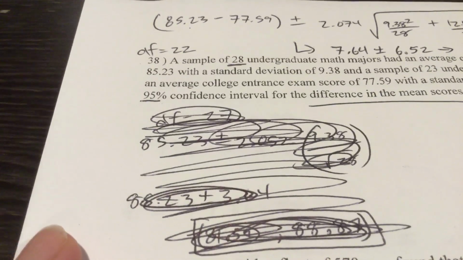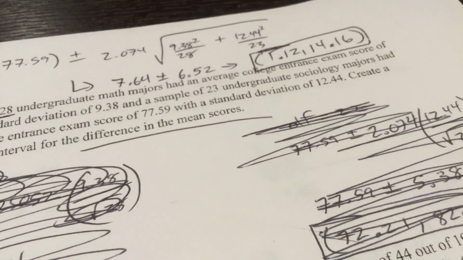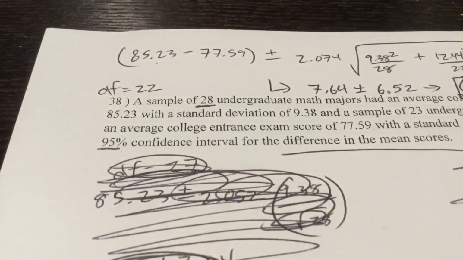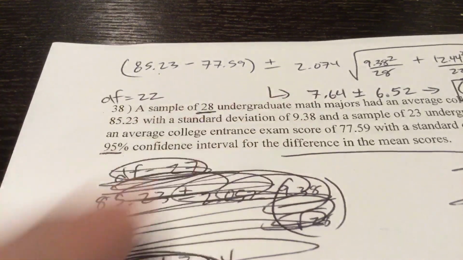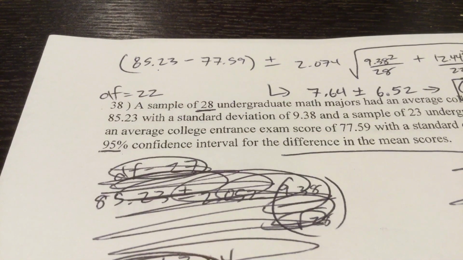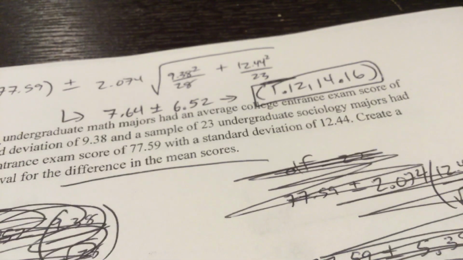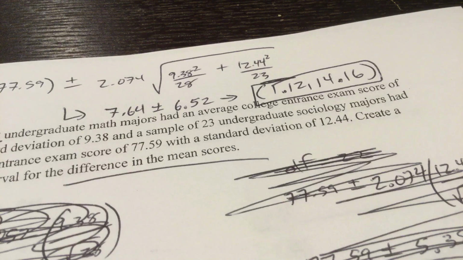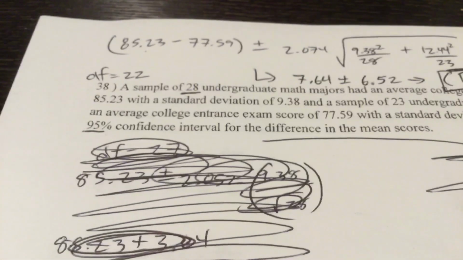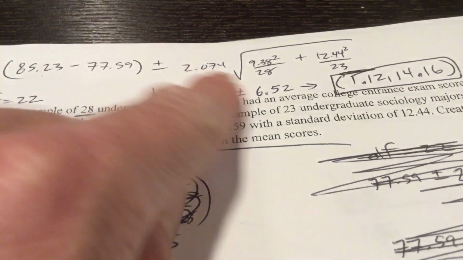I made a big boo-boo on 38. I did 2 different confidence intervals. It clearly says create a confidence interval for the difference in the mean scores. That is x bar 1 minus x bar 2 plus or minus, in this case, t star, sample of 28, then a sample of 23. So whatever the lowest sample size is, you use that. So degrees of freedom would be 22. Degrees of freedom 22, 95% confidence interval. That was my t star.